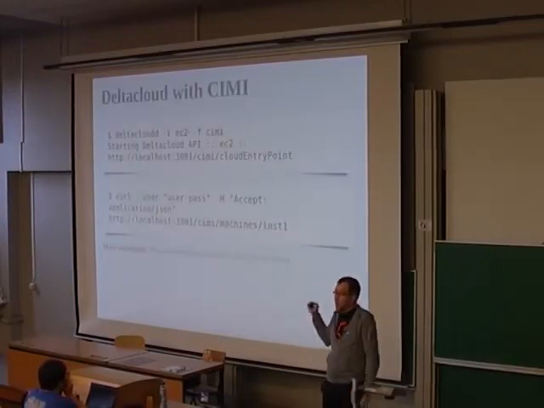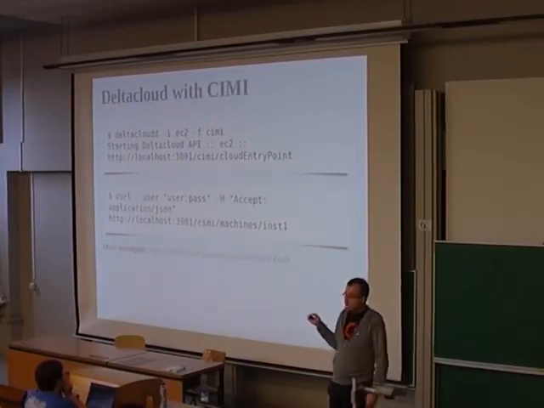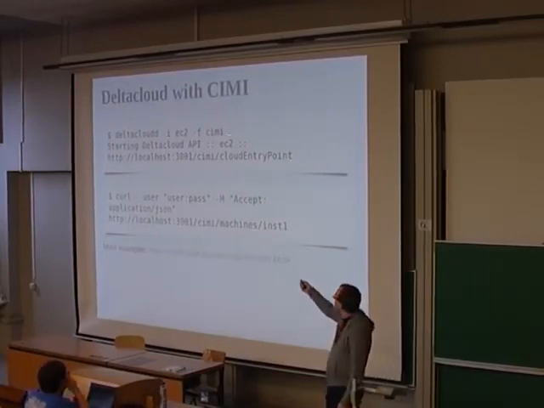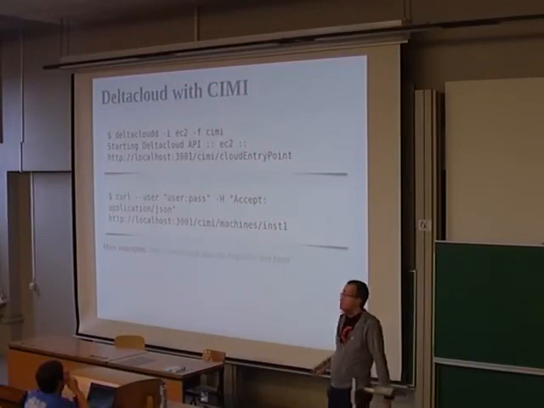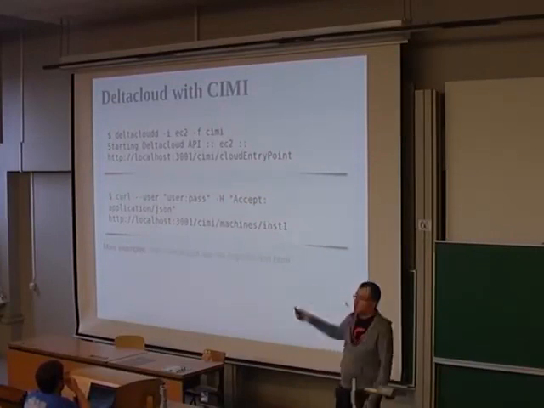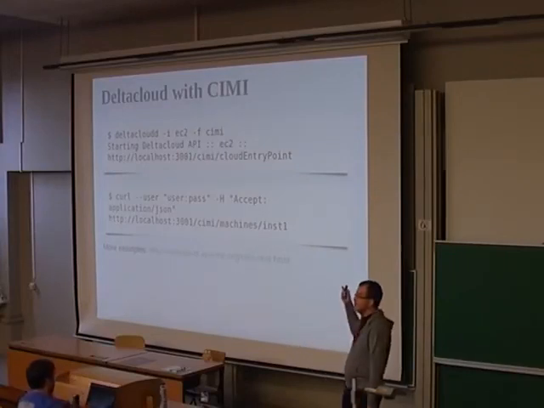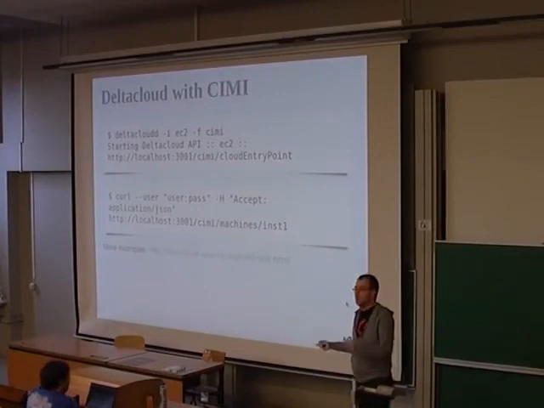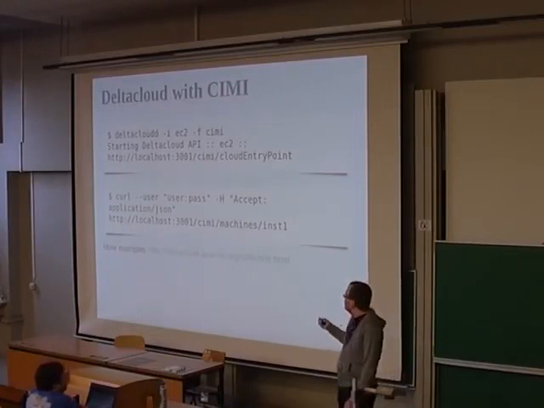Deltacloud supports CME, so you can start Deltacloud, you just add this -f CME parameter, and Deltacloud will expose the CME on this URL, so you can try it out. You can use the CME with all the cloud providers we support, so you can have a CME for EC2, you can have a CME for OpenStack. So it doesn't matter. This is an example of how to get the details of the machine.